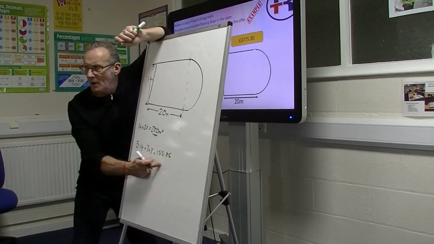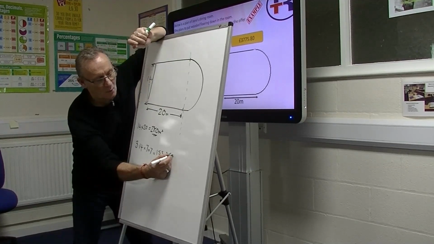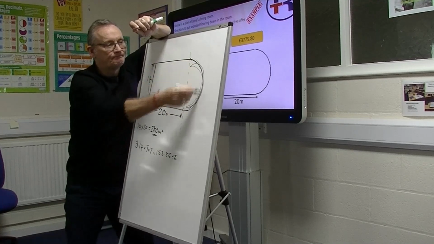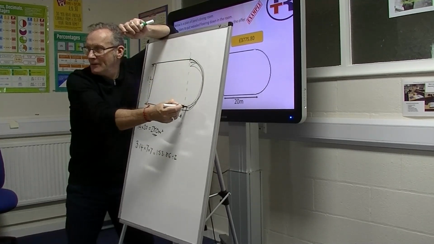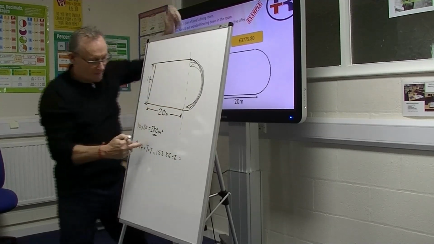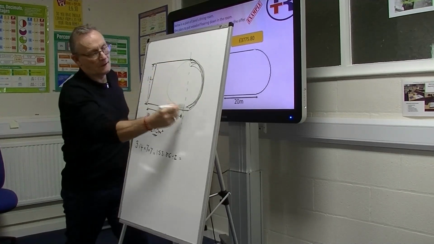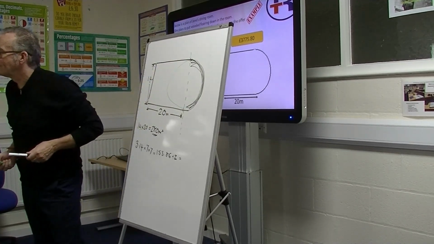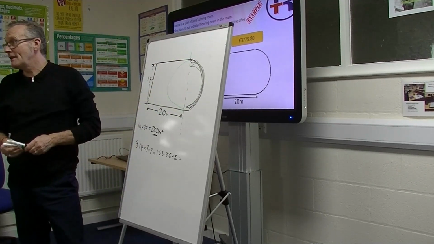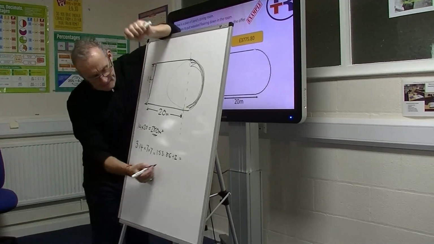What do you have to do with that number? Divide it by 2. Why? Because it's only half a circle. Remember that formula is for a full circle, but we only need half. Dead easy to fall into that trap. So what's 153.86 divided by 2? 76.93.